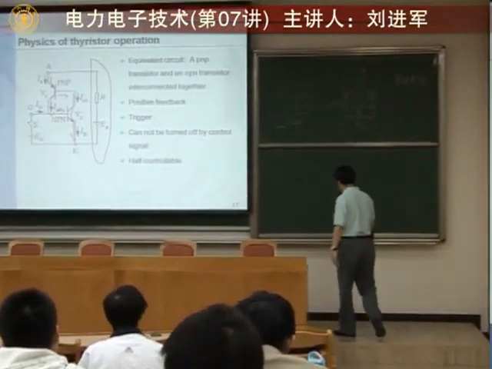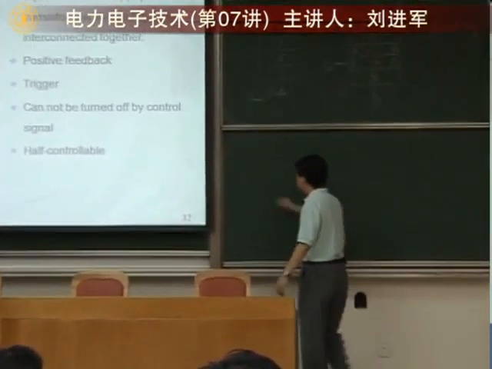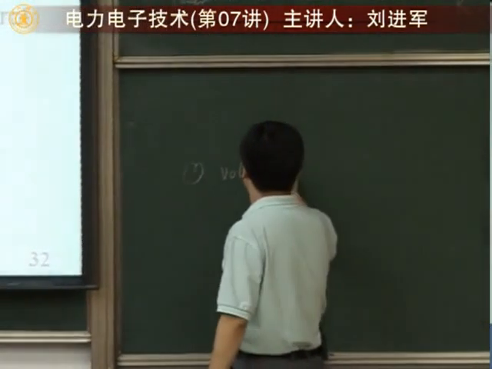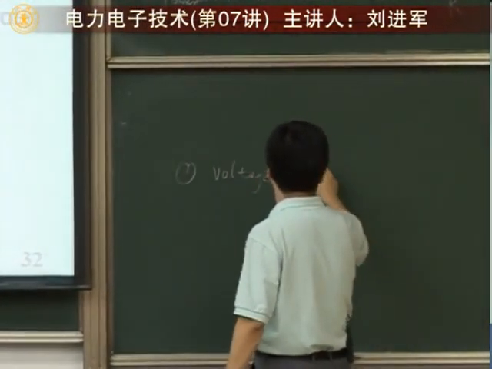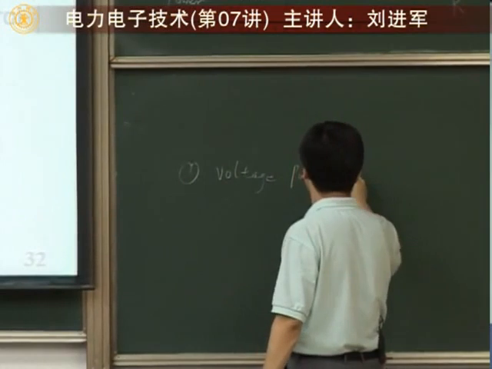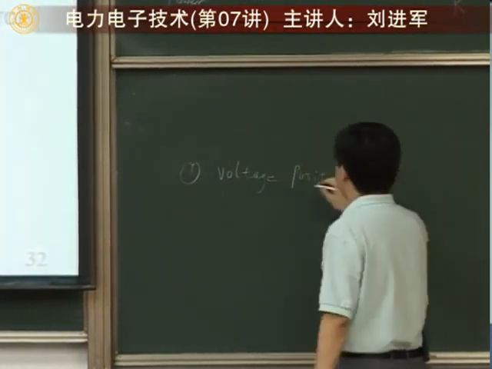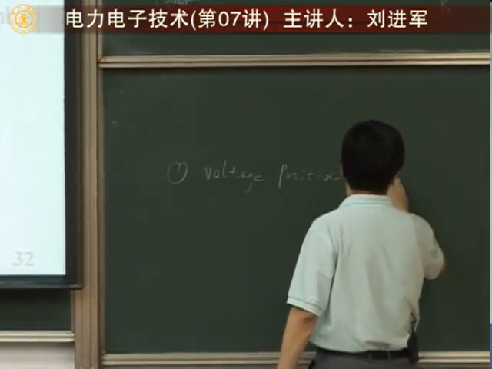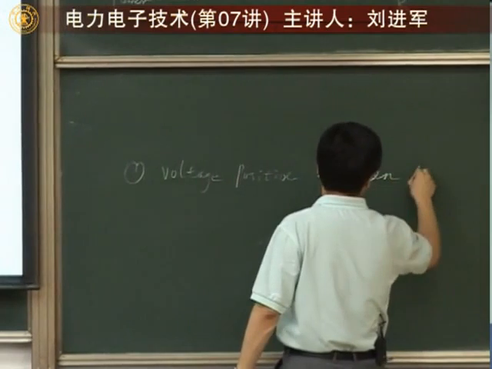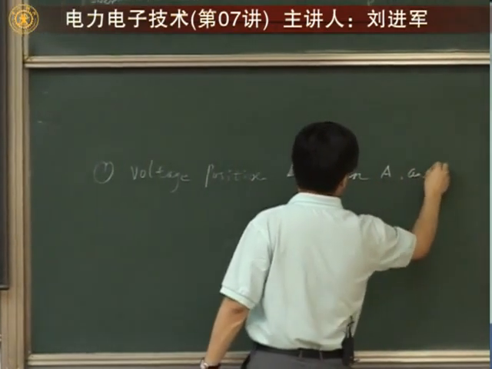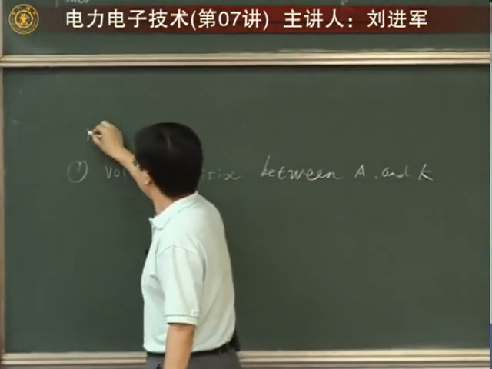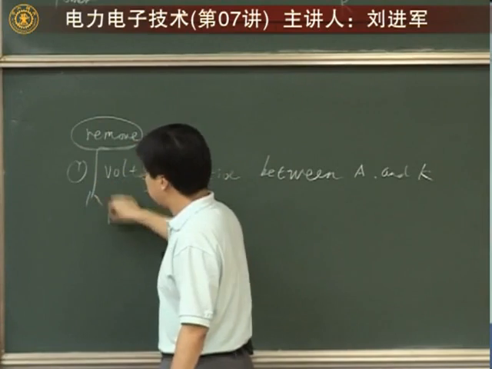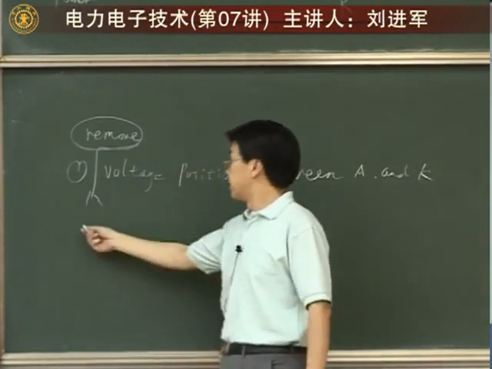Good, that is one answer. Remove the positive voltage. You were applying positive voltage between A and K. Okay, you now remove that. You just remove that voltage, then it probably will be turned off.